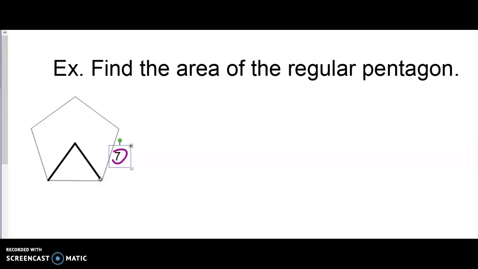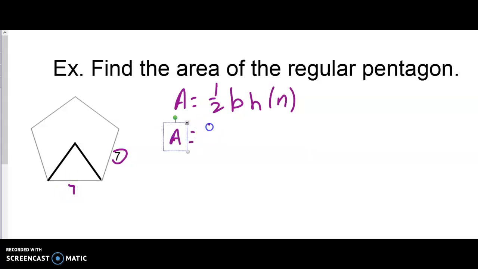Okay? Now, to find the area of this triangle, I know I'm going to do area equals 1/2 base times height, right? That'll be the area of the triangle. Well, if I multiply that by how many triangles I have, which in this case is n, where n stands for the number of sides, I remind you that the number of sides has to match the number of triangles that can be drawn. I can start filling in my numbers. Because this is regular, I know that the base of the triangle is 7, so I can go with area equals 1/2, and I can put a 7 in for my base.